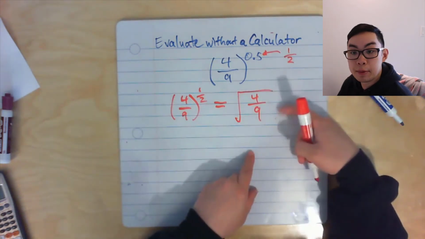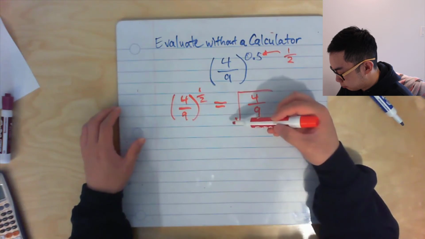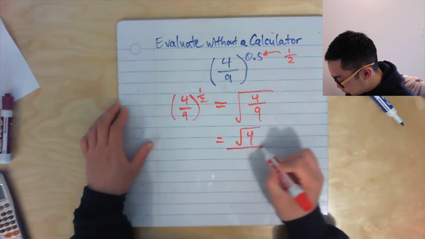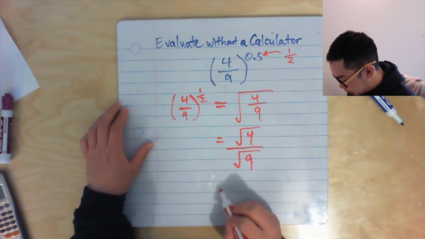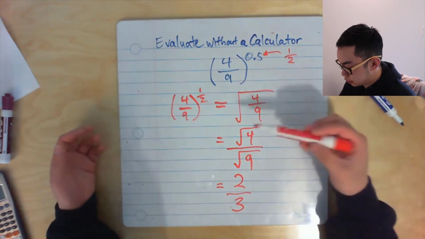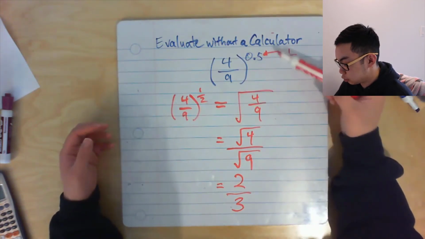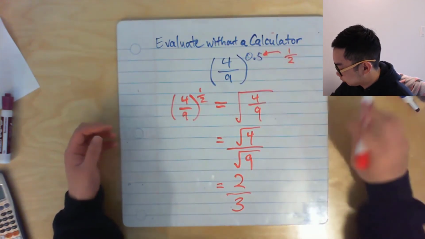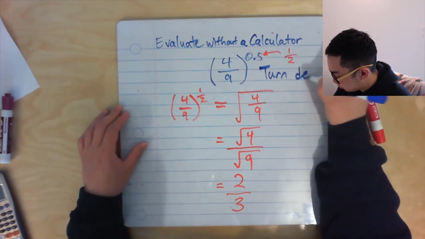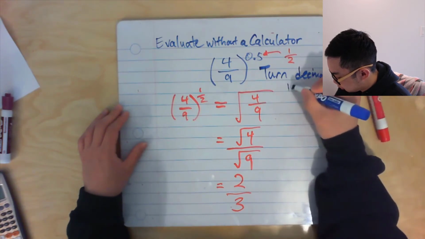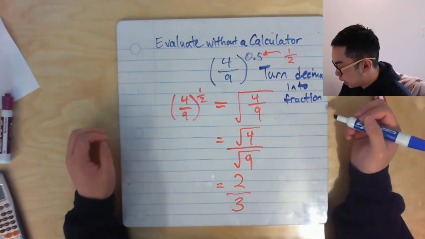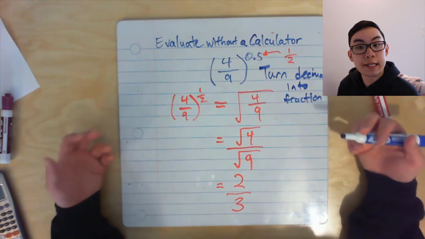And when we have a fraction and a radical all around it, you can split it up. So I can take the square root of 4 and the square root of 9, and that ends up as 2 over 3. So this problem, we converted to something we were familiar with using a little trick, turning the decimal into a fraction. And this just makes the whole problem more accessible.